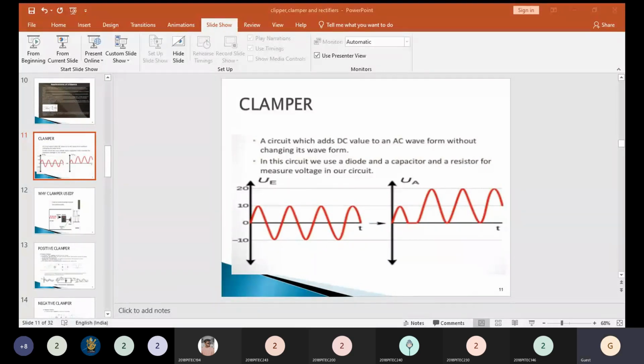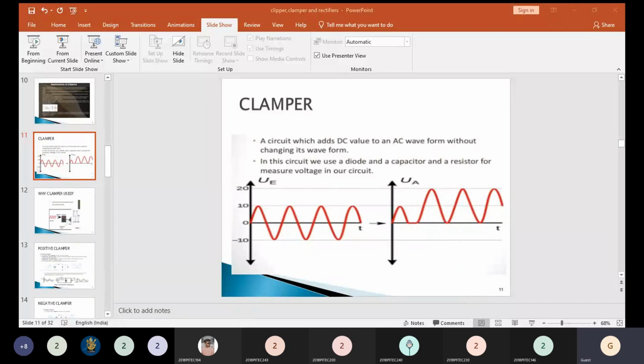It's a negative clamper. When the diode is off, what happens to the capacitor? It discharges through a resistor R. The output falls exponentially with the time constant RC. To avoid the discharging of the capacitor, the RC time constant, that is the R and C value, will be greater.